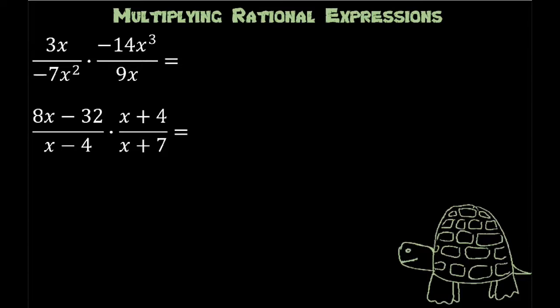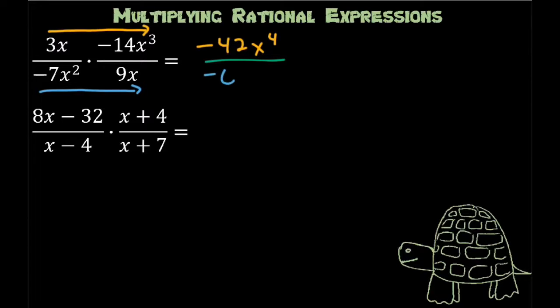All right, for multiplying rational expressions, we do the same thing. We multiply across the numerators. 3 times -14 is -42. X times x cubed is x to the 4th. In the denominators, we have -7x squared times 9x. -7 times 9 is -63. X squared times x is x cubed. The negative divided by a negative makes this fraction positive.